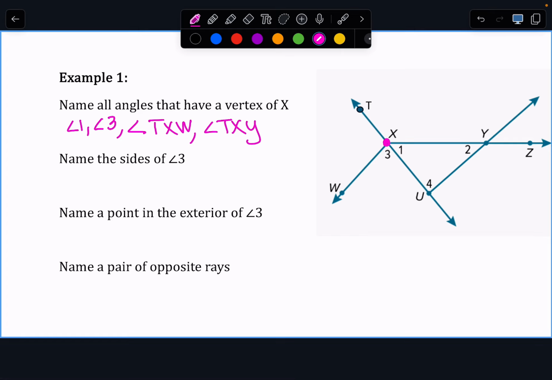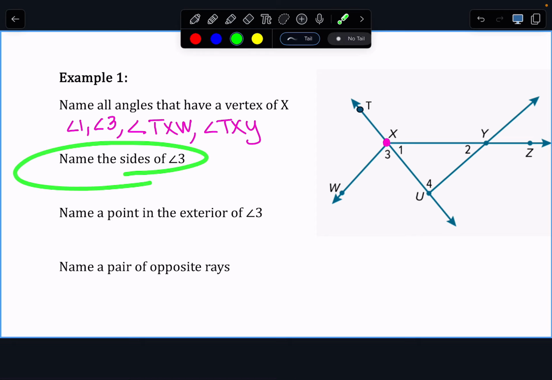I'm going to have you answer these 3 questions, and in 60 seconds, we'll talk about what you wrote down. It's okay if you do it wrong. We'll fix it if you do.